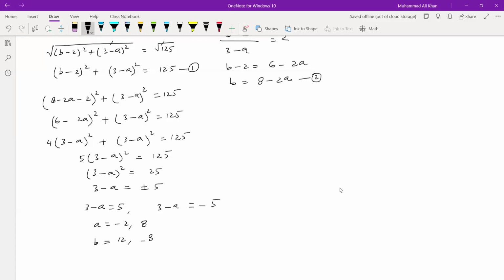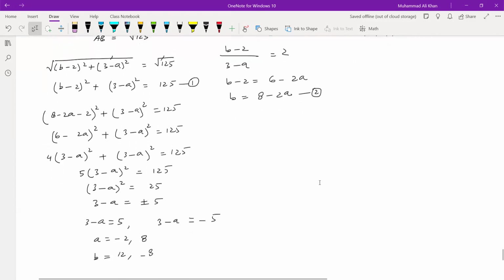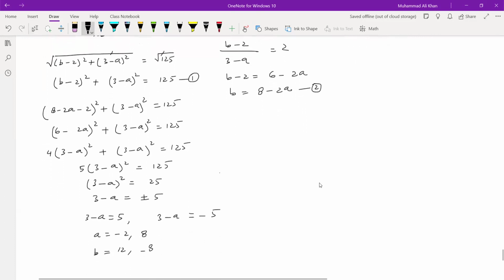So these are the values of a and b, and as coordinates we cannot write them together because these are different values given for the coordinates. Is this clear? Any confusion? The question of 6 marks.